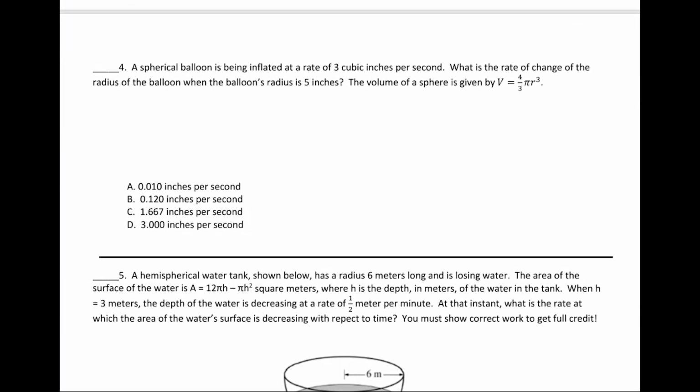A spherical balloon is being inflated at a rate of 3 cubic inches per second. What is the rate of change of the radius of the balloon when the balloon's radius is 5 inches? And then they give us the volume of a sphere.